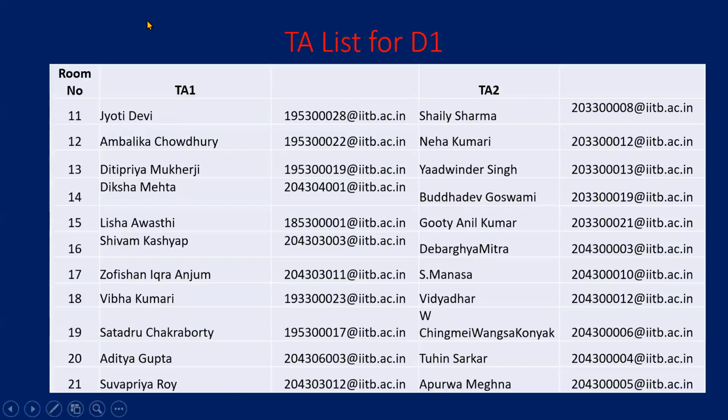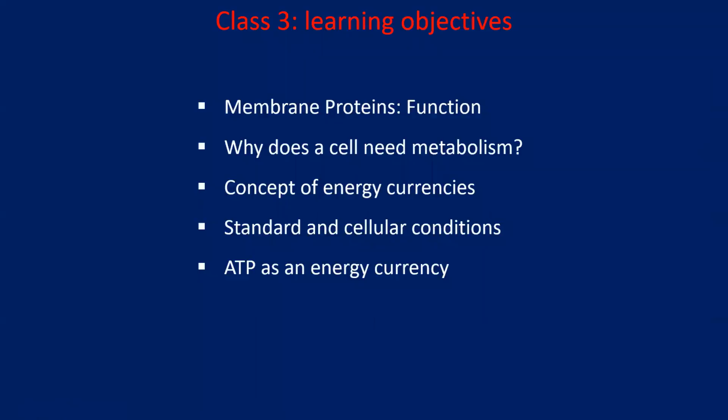Okay. So now moving on to today's class. These are the objectives for today's class. First, I'll discuss the membrane protein and its function. Then I will come to metabolism, the concepts of energy currency and standard and cellular conditions, and what exactly is the currency of metabolism, that is ATP.